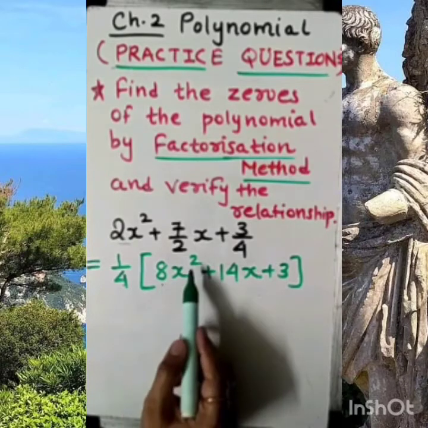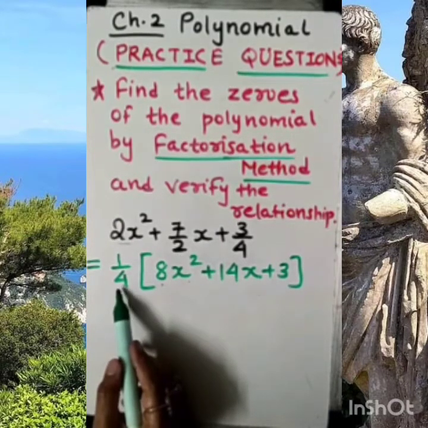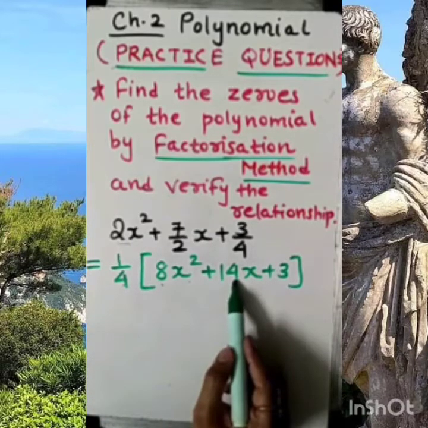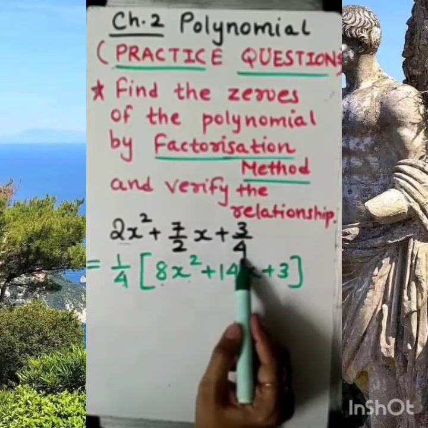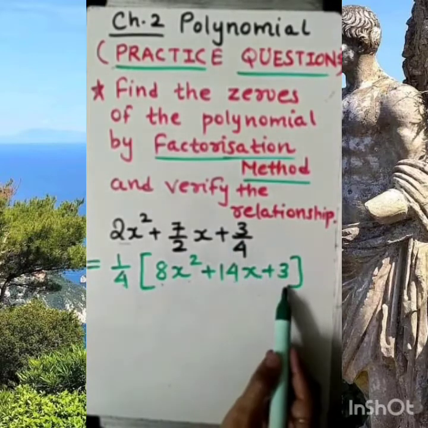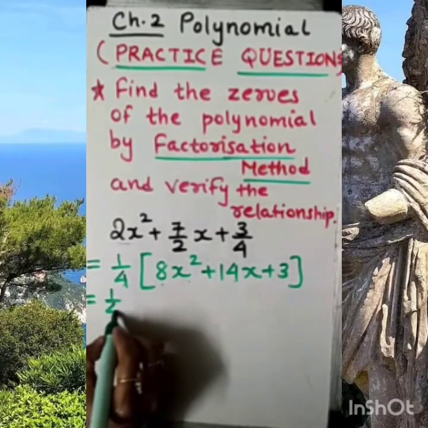So 4 times 2 is 8. Here 2 is already there, we can take out 2 common, but with that also we need to multiply. So 7 times 2 is 14x. And of course here 1 by 4 is possible, so only 3 is left. Now don't think about this 1 by 4. Let it be as it is.